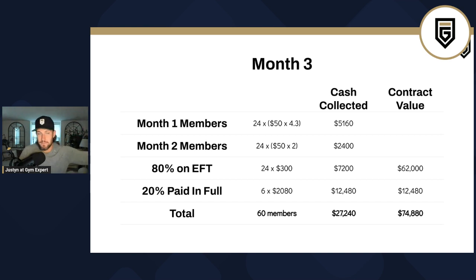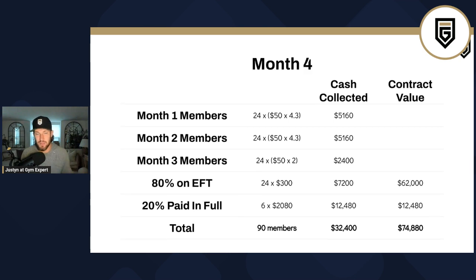So we've gone from just under 20, 19, to 22, now to 27. So you can see we're really starting to stack this cash month over month.